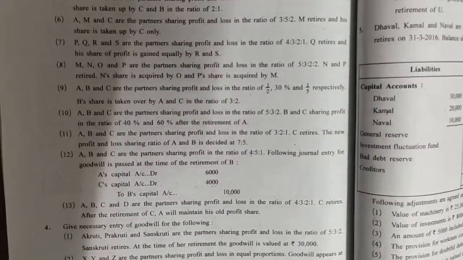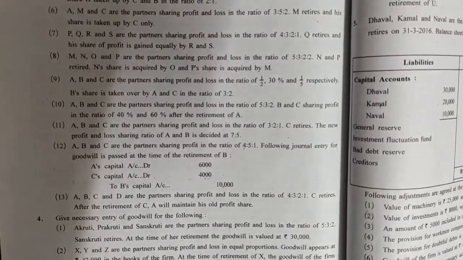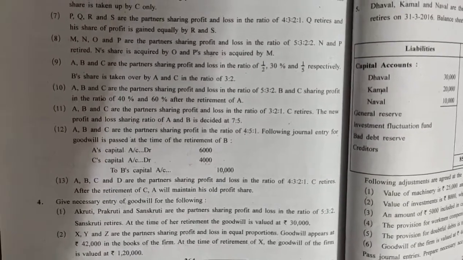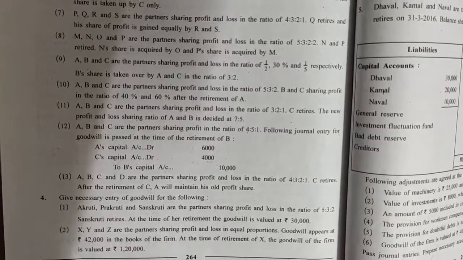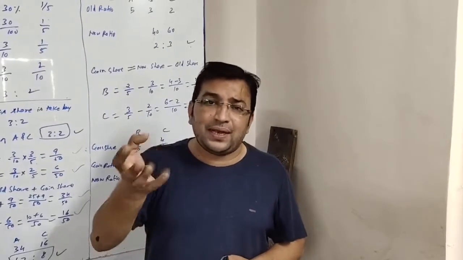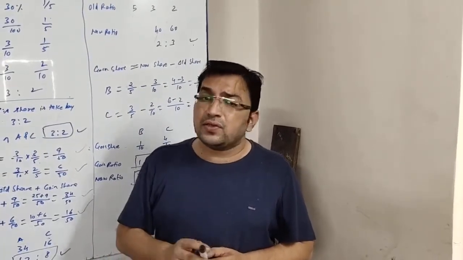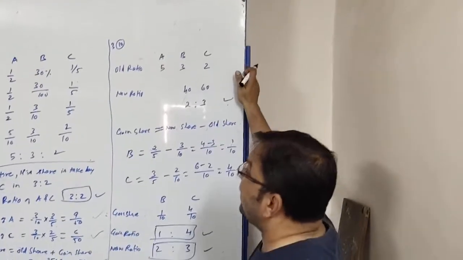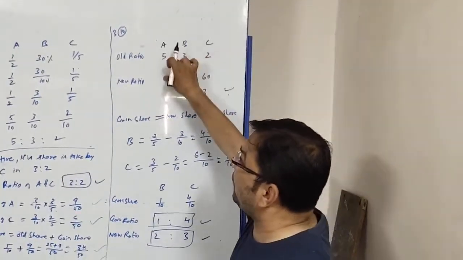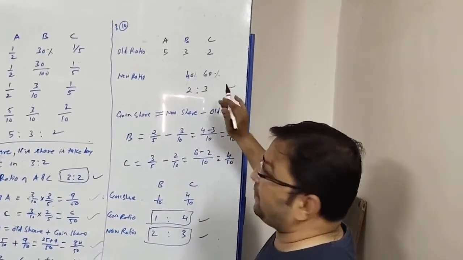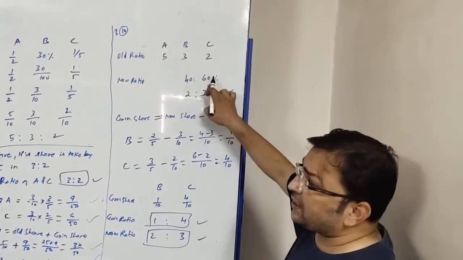A, B and C are partners sharing profit and loss in the proportion of 5 is to 3 is to 2. B and C share profit in the ratio of 40% and 60% after the retirement of A. In this sum, they have given us the old ratio as well as the new ratio. The old ratio is 5 is to 3 is to 2 among the three partners A, B and C. Now after the retirement of A, B and C will distribute their profit in 40% and 60%, that is 40 is to 60.